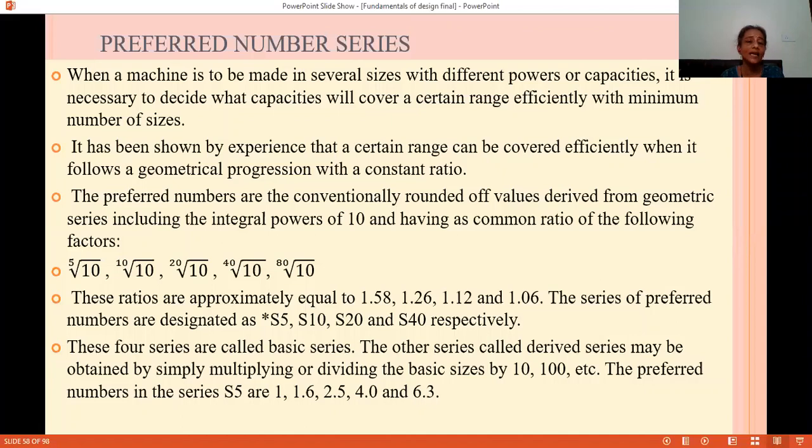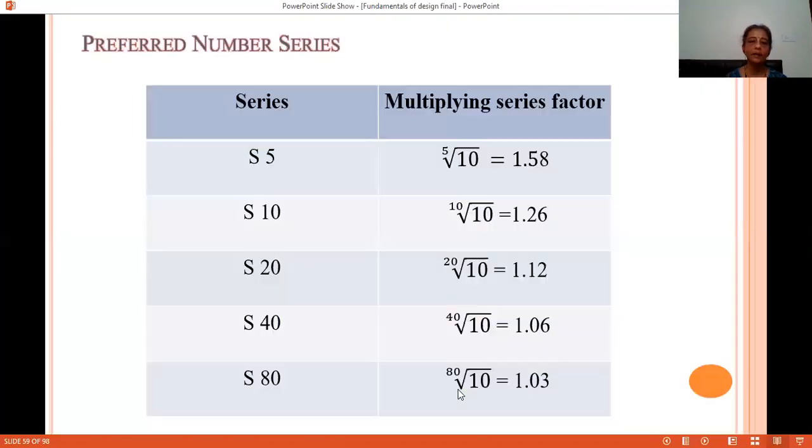Now that next size will become the previous size, and then it will be multiplied by the multiplication factor. We will get a new size. Now that new size will be considered as a reference, and that will be multiplied by the multiplication factor. So there is a geometrical progression with a constant ratio. We will take an example of a component. You can see here the multiplication factors of the S5, S10, S20, S40 and S80 series.